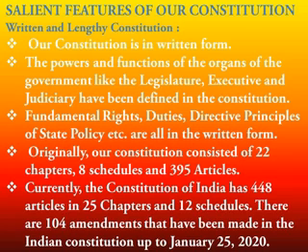Everything is in written form. The powers and functions of the organs of the government, like the legislature, executive and judiciary, have been defined in the constitution. How much power is vested in the legislature, the executive and the judiciary has been clearly mentioned in our constitution. This is written down only so that the powers and functions are not misused.